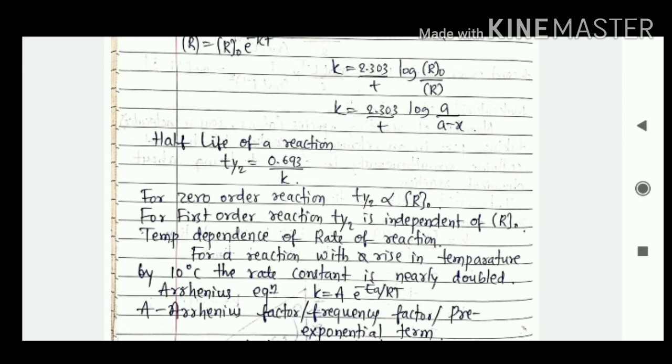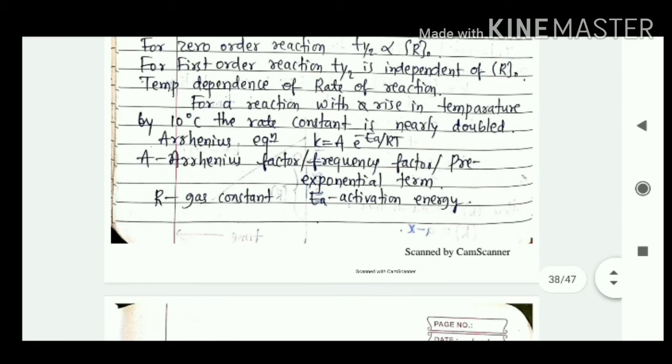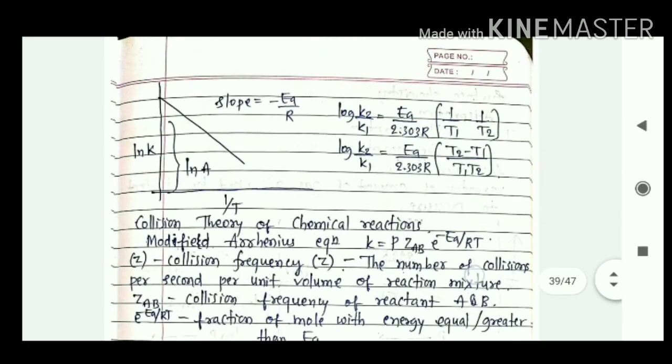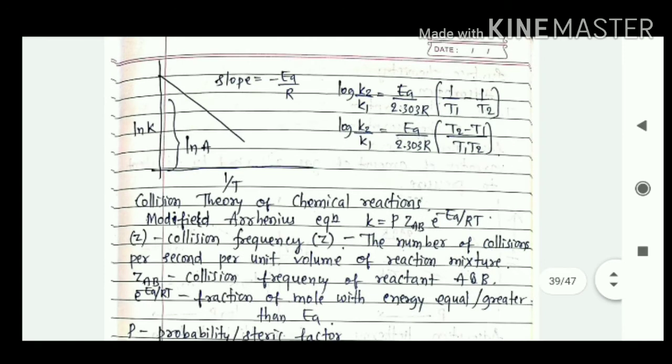For a reaction with the rise in temperature by 10 degrees Celsius, the rate constant is nearly doubled. Arrhenius equation, k is equal to A e raised to minus Ea divided by R into T. Here A is the Arrhenius factor or frequency factor or pre-exponential term. R is the gas constant, Ea is the activation energy. Then we have this one, which is related to the Arrhenius equation.